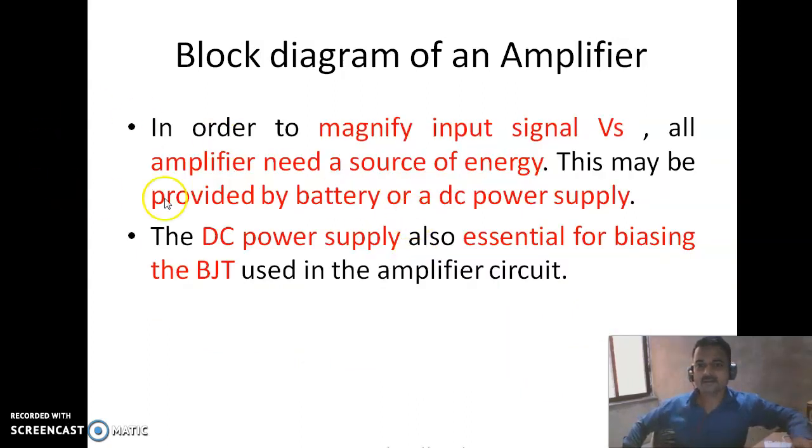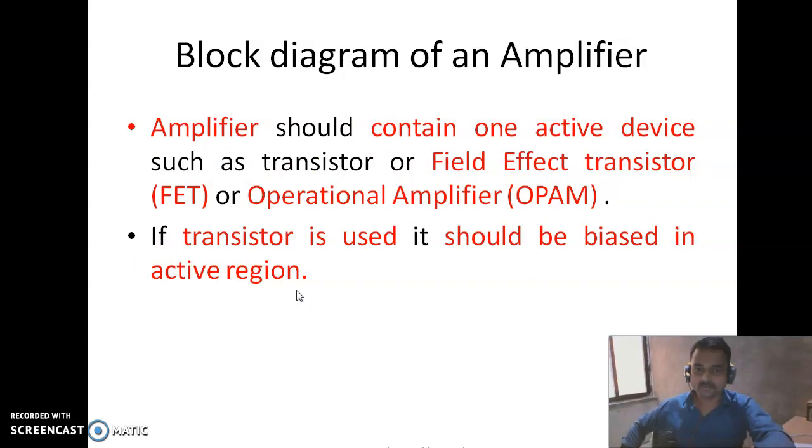The DC power supply is also essential for biasing the BJT used in the amplifier circuit. म्हणजे याच्यामध्ये DC power supply is also essential. It is needed for biasing of the bipolar junction transistor used in the amplifier circuit. So an amplifier should contain one active device, such as a transistor, field effect transistor, or operational amplifier, op amp. If a transistor is used, it should be biased in the active region.